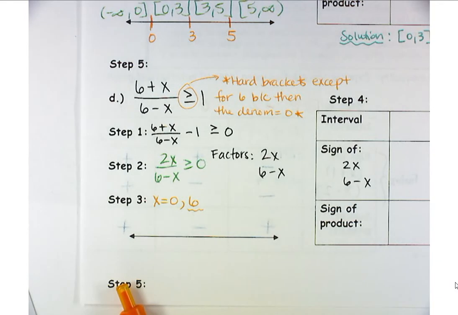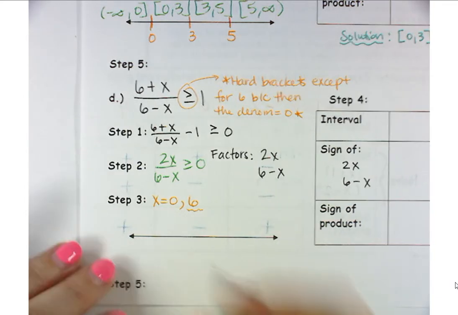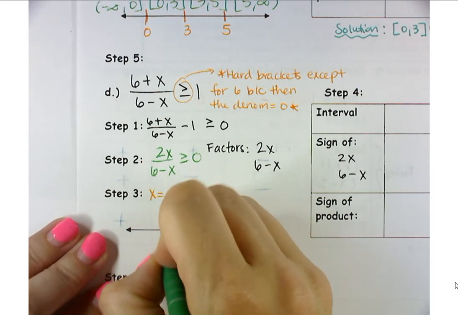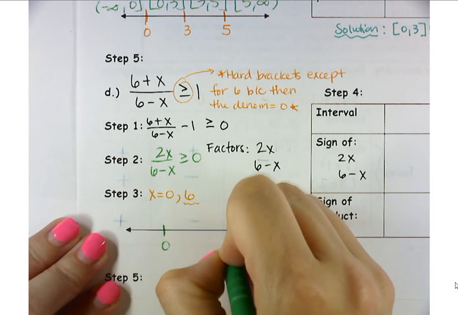Okay, so this is the type of situation that I told you about earlier where you're going to have a mix of hard and soft brackets. Okay, so it's really only with your fractions that you're going to have that mix, and that's because of the denominator not being able to be 0 and get a valid answer. Okay, so I'm still going to split this up like I did before. So I'm going to have 0 and I'm going to have 6.